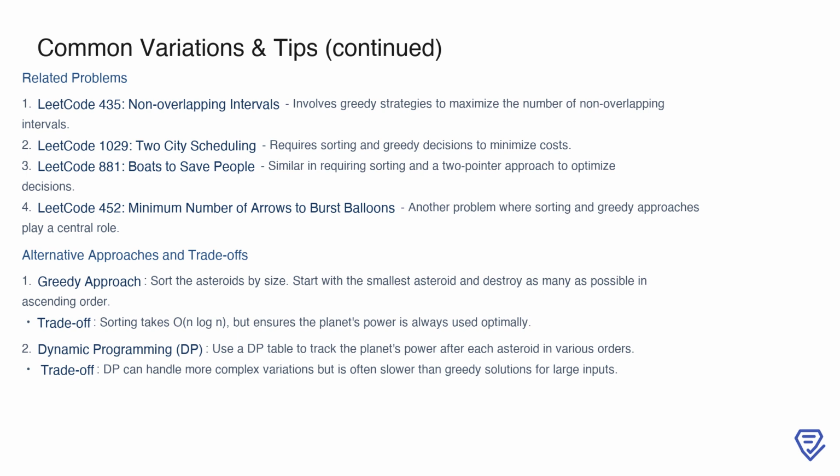Beyond these related problems, you can also explore alternative approaches to solving the asteroid problem. A simple greedy approach involves sorting the asteroids by size, then destroying them in ascending order. This ensures the planet's power is used optimally, though the trade-off is that sorting requires n log n time. On the other hand, a dynamic programming approach could be used to track the planet's power after each asteroid, considering various orders. While DP is more flexible and can handle complex problem variations, it's typically slower than greedy methods for large inputs due to its higher computational overhead.